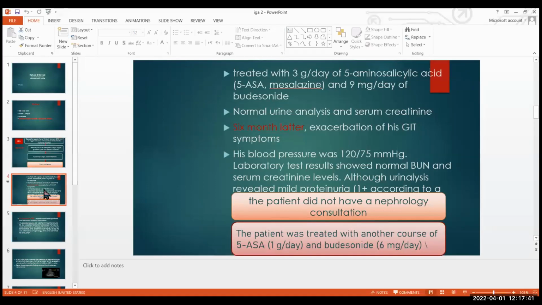The patient was treated with 3 grams per day of 5-aminosalicylic acid and 9 milligrams per day of budesonide. At the time, the urine analysis and creatinine were normal. 6 months later, the patient experienced another exacerbation of his GIT symptoms. On examination, his blood pressure was 120/75 millimeters of mercury. Laboratory tests showed normal blood urea nitrogen and creatinine, although urine analysis revealed mild proteinuria. Unfortunately, the patient didn't have any nephrological consultation at the time, and he was treated as another exacerbation of Crohn's disease with another course of 5-aminosalicylic acid and budesonide.